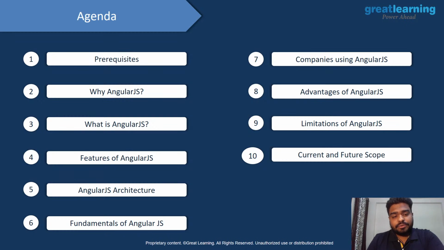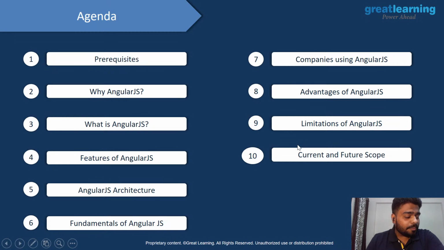Fourth one, features of AngularJS. That's also a very valid point. You should know what are the features that AngularJS provides. AngularJS architecture. Now, I'll just give a hint here. The term is MVC. Now, I don't know if some of you must be knowing about MVC. That's what we are going to talk about in AngularJS architecture. Fundamentals of AngularJS, companies using AngularJS, advantages, limitations, and this is a very important point, guys.